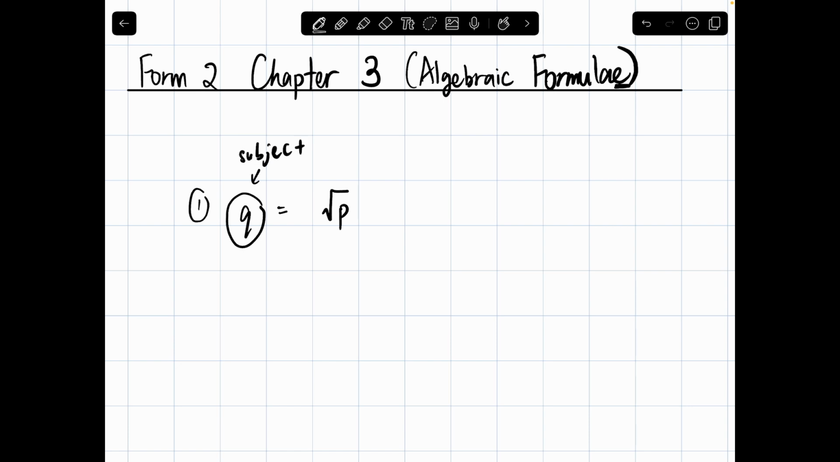You might ask me, is this fine? Yes, this is a subject because it is alone without any operators on it. It's just by itself. For simplicity's sake, try to put the subject on the left hand side of the formula in order for the examiner to clearly see it and mark you correct.